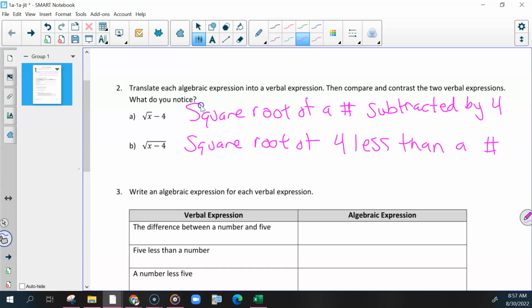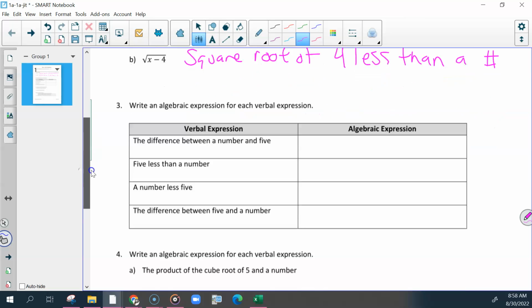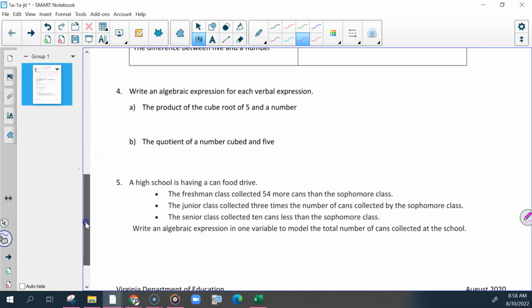Do we have questions on either of those? I feel like going to words is probably more challenging because it could be a multitude of things. But going to the expression isn't as bad because there's really only one way to write it.